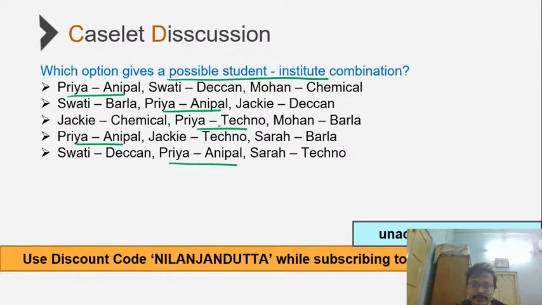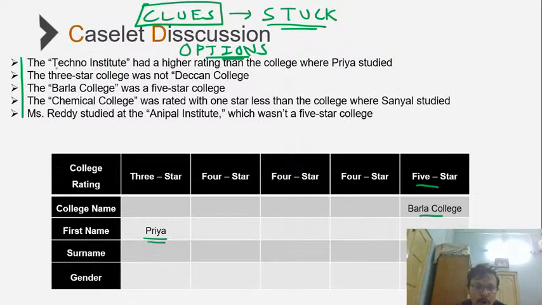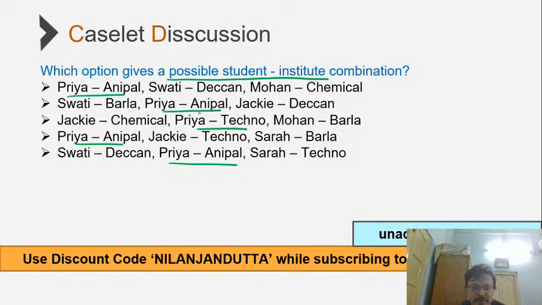There's one more option which talks about Priya belonging to Techno, but we already saw that Techno had a higher rating than where Priya studied. So Priya is definitely not belonging to Techno. Now comes the interesting part. The moment I say Priya is not coming to Techno, all of you will be wondering, how is this helping us? Because I'm still stuck with 4 out of 5 options.